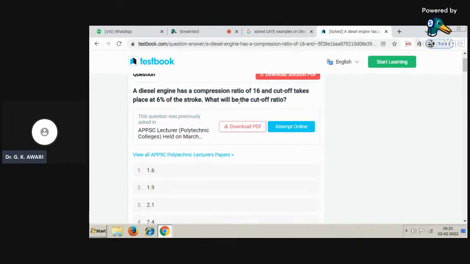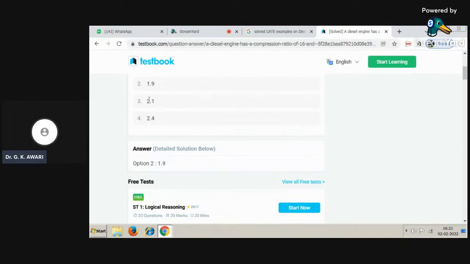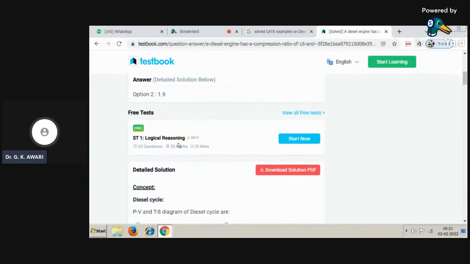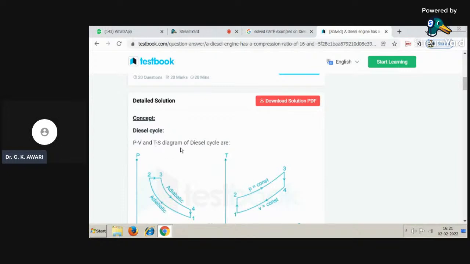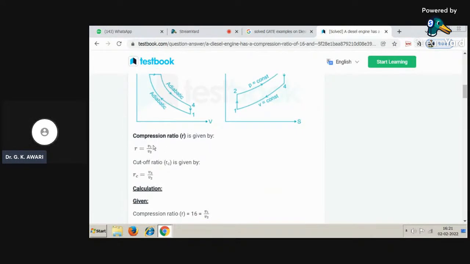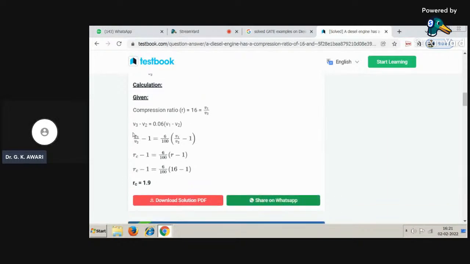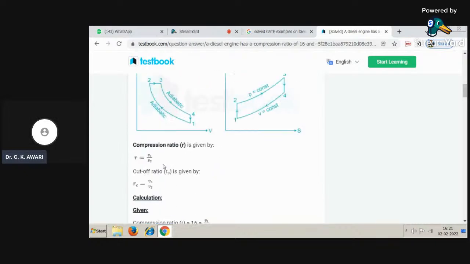A diesel engine has a compression ratio of 16 and cutoff takes place at 6% of the stroke. What will be the cutoff ratio? Okay, the cutoff ratio is 1.9. How to calculate it? For example, for this diesel engine, the PV diagram and temperature-entropy diagram are given. Compression ratio r is equal to V1 by V2, cutoff ratio rc is equal to V3 by V2. In the calculation, compression ratio 16 is equal to V1 by V2. So V3 minus V2 is equal to 0.06 times (V1 minus V2), and then calculating it, putting it in this equation, it comes out to be 1.9.